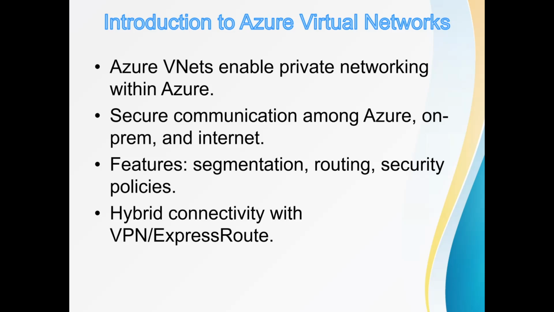It features different things. One is that segmentation of the network can be done. Second, it enables routing; it enables proper routing across the resources. It enables security, so we can define proper security policies for Azure virtual networks. And there is hybrid connectivity with VPN or ExpressRoute. It uses VPN and ExpressRoute for hybrid connectivity.